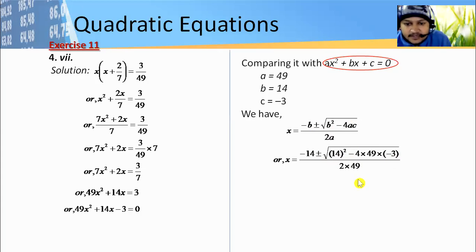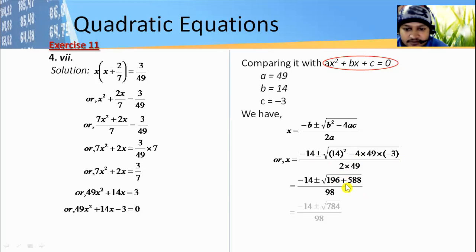Now simplify it. Minus 14 plus or minus root over 196 plus 588. 588 means this is 4 into 49 into 3. It became 588 because minus into minus is plus. The value of 14 square is 196, the value of 2 into 49 is 98, and this minus 14 remains as it is. After that, add these two values. 196 plus 588 is 784, and the other terms remain the same: minus 14 and 98 as they are.